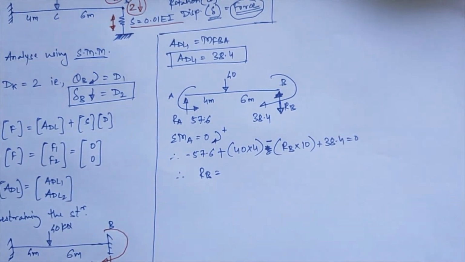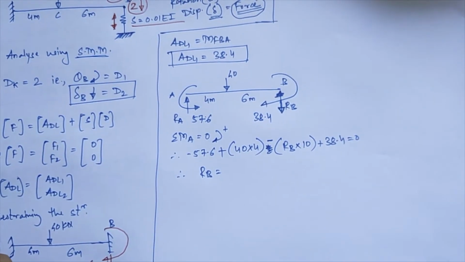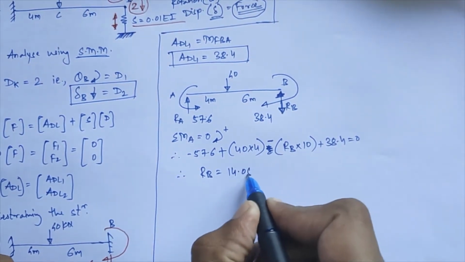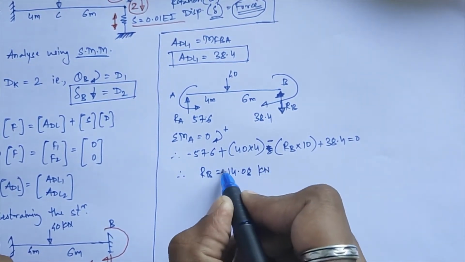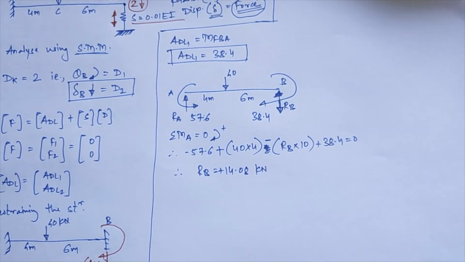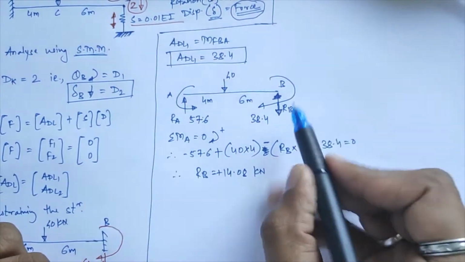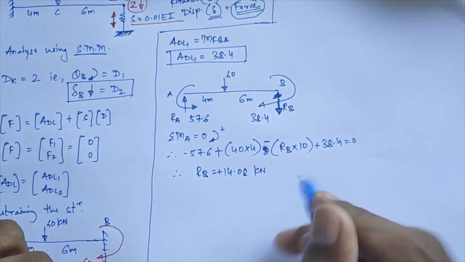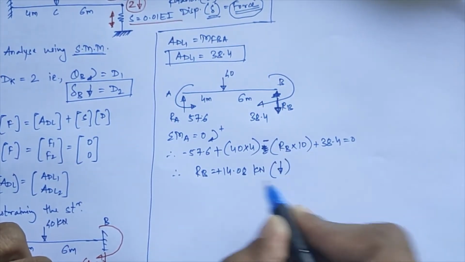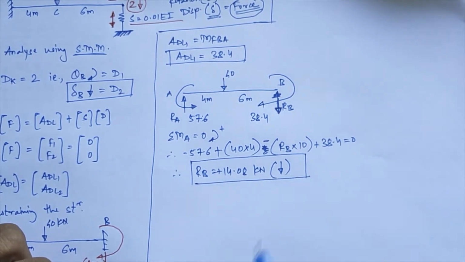I have got this RB as 14.08 kilonewton positive. I am getting RB as 14.08 kilonewton as positive. What this positive sign indicates, that my assumed direction of RB is correct. RB will be acting in downward direction over there.